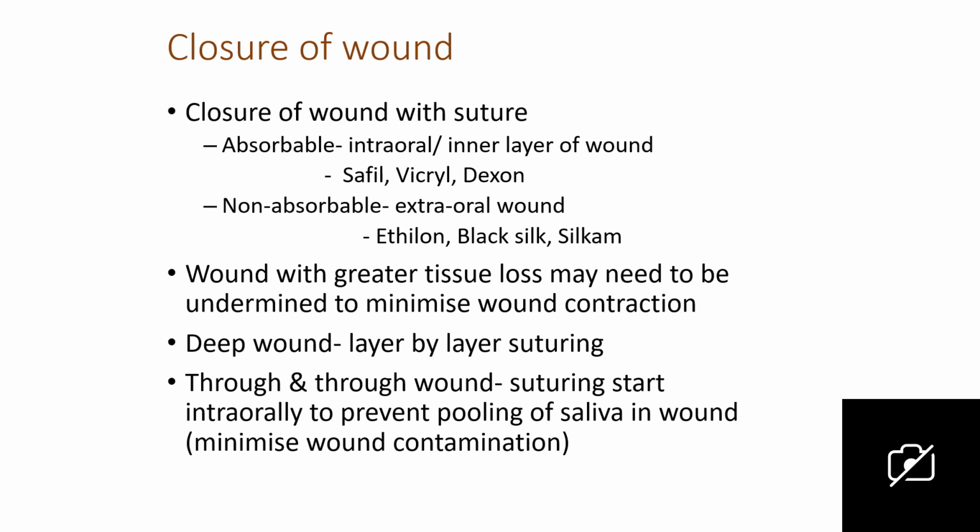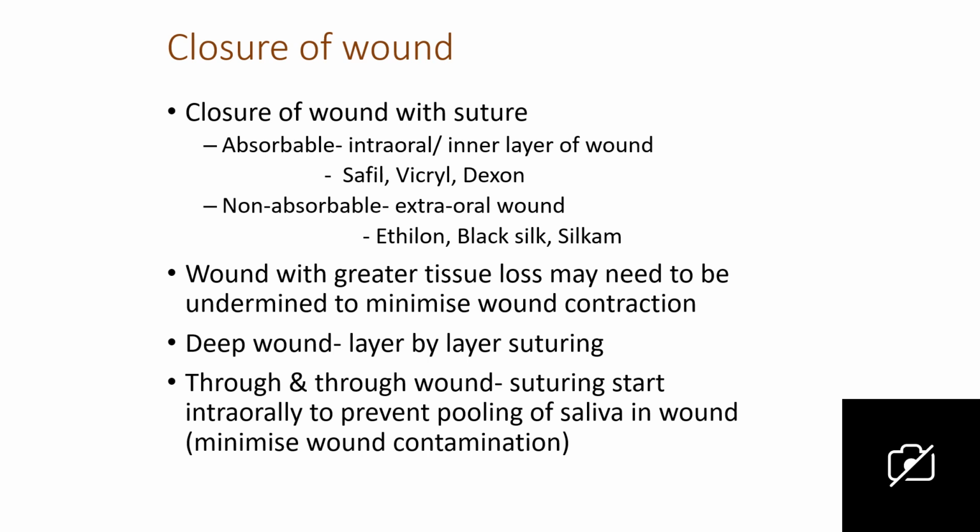Closure of wound with suture could be absorbable for the intraoral inner layer of the wound. Examples are Vicryl, Dexon. These are brand names. For non-absorbable extraoral wounds, you use Ethilon, Black Silk, or Silk. Wounds with greater tissue loss may need to be undermined to minimize wound contraction. You undermine the tissue so that there's less tension.